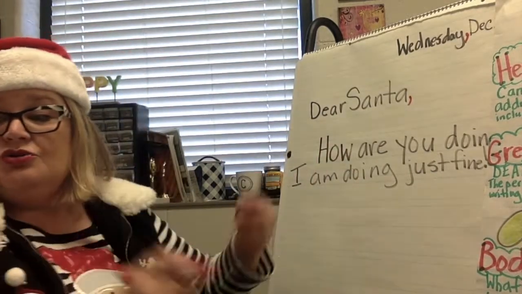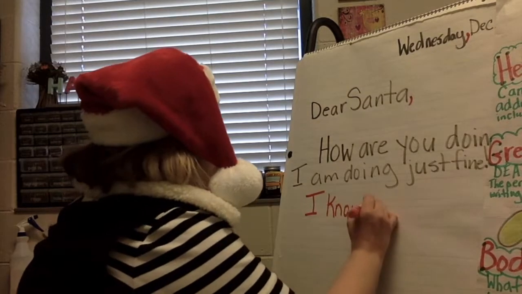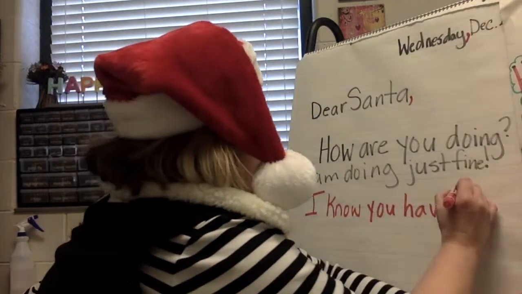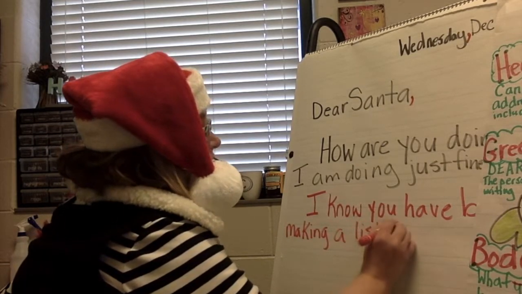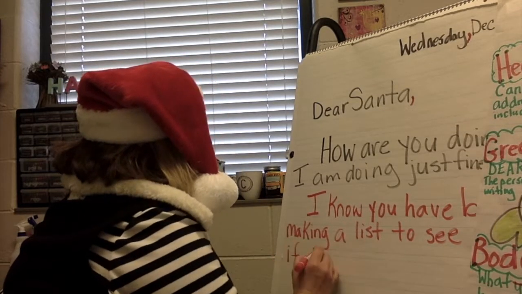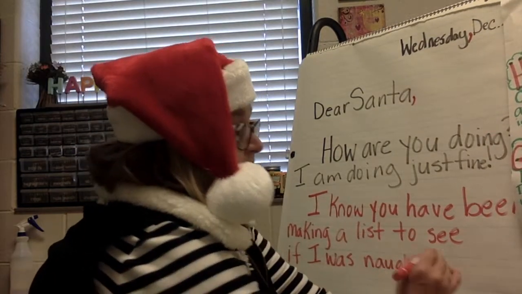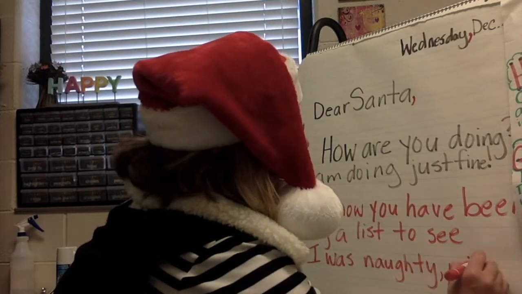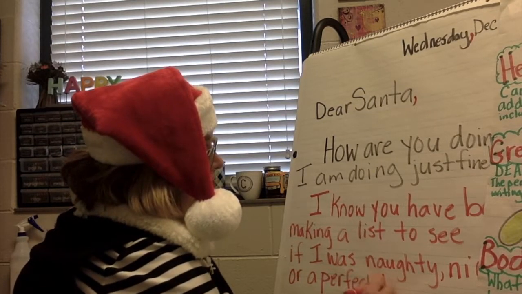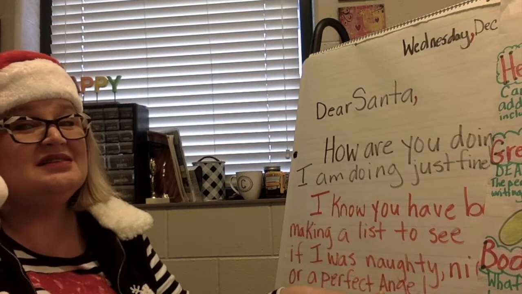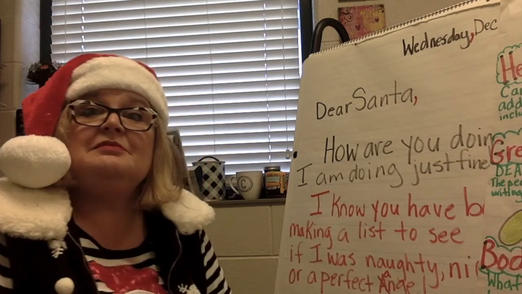So I'm going to say, I know you've been making a list and checking it twice. Sounds a lot like a song. I know you have been making a list to see if I was naughty, comma, because I have words in a series, naughty, comma, nice, or a perfect angel. And then I want you to ask yourself, now does that A need to be capitalized? No, it doesn't, because I'm not talking about somebody's name. I could be talking about any angel, so that A doesn't need to be capitalized. So I'm going to put a period at the end because it's the end of my sentence, okay?